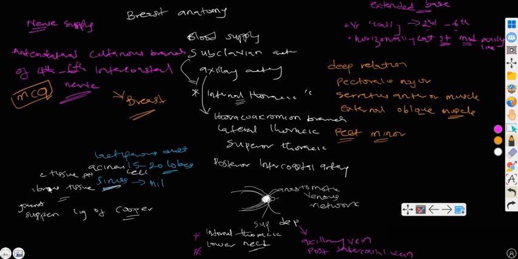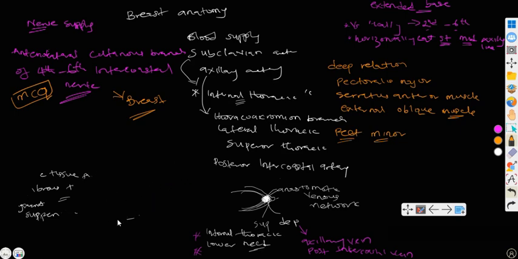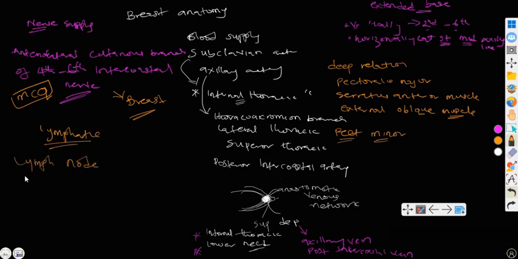Another thing that we need to know about the breast is the lymphatic drainage. What is the lymphatic drainage of the breast? The lymphatic drainage actually works with two things: lymph node and what? Lymph plexus. The lymph node of the breast is the axillary lymph node.